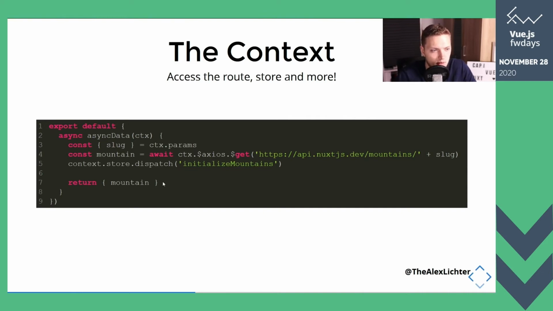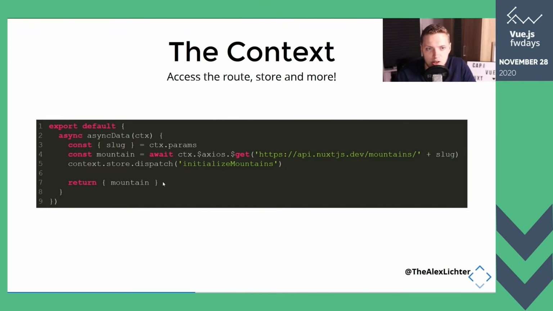So in here, in line 3, I get the slug parameter from the route, or from the router. This is a kind of shorthand. And then in line 4, I do an API call. Of course, asyncData can be async, hence the name. And in line 5, I dispatch an action, just for sake of an example. And that's it. So the store gives us lots of opportunities here. But again, how can we use them in context of the composition API?